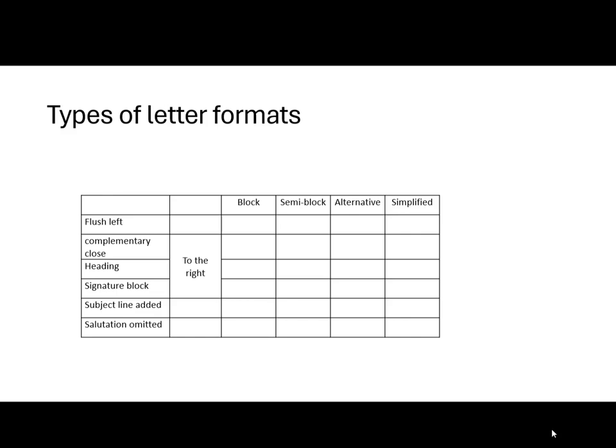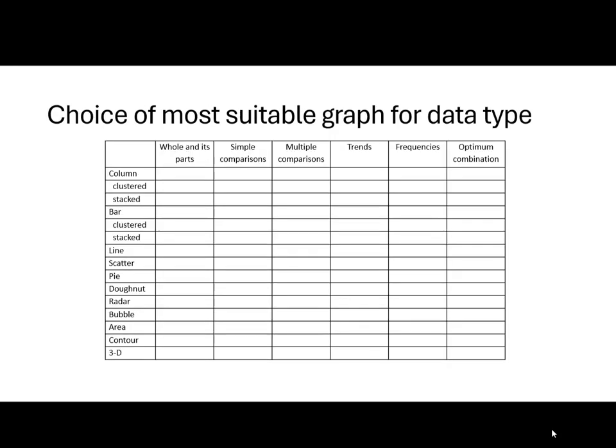These are other examples without solutions, like the types of letter formats. There are 4 types here: block and semi-block and alternative and simplified. And the characteristics of the format goes flush, left, complementary, close, heading, signature block, subject line added, and salutation omitted. Another example is relating the type of data with the type of graph in Excel in particular.